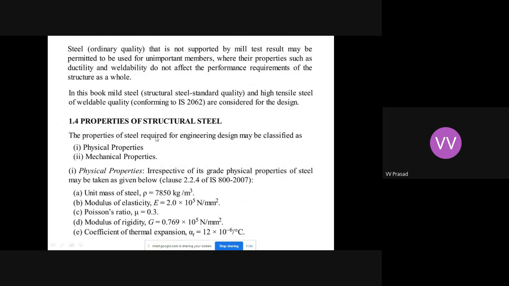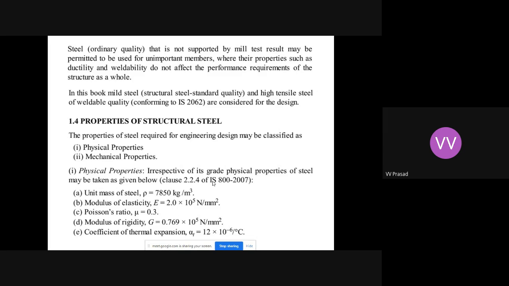The properties of steel required for engineering design may be classified as physical and mechanical properties. Physical properties: density is 7,850 kg per meter cube. Modulus of elasticity is 2 into 10 to the power 5 Newton per mm square. Poisson's ratio is 0.3. Modulus of rigidity is 0.769 into 10 to the power 5 megapascals, where 1 MPa is equal to 1 Newton per mm square. The thermal coefficient of expansion is 12 into 10 to the power minus 6 per degree centigrade.